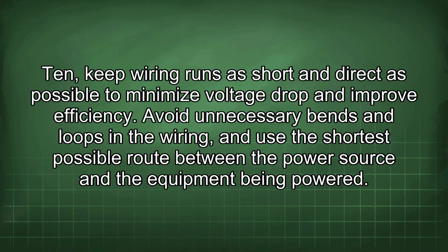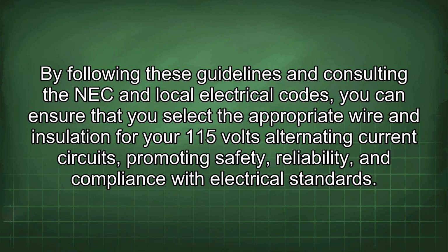10. Keep wiring runs as short and direct as possible to minimize voltage drop and improve efficiency. Avoid unnecessary bends and loops in the wiring, and use the shortest possible route between the power source and the equipment being powered. By following these guidelines and consulting the NEC and local electrical codes, you can ensure that you select the appropriate wire and insulation for your 115 volts alternating current circuits, promoting safety, reliability, and compliance with electrical standards.